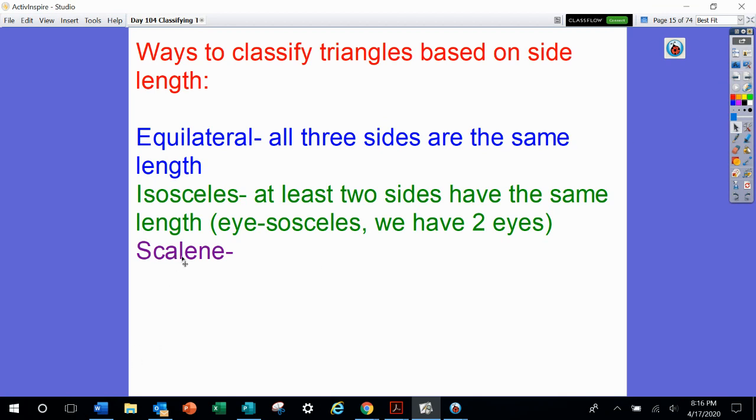Scalene. Everyone say scalene with me. 3, 2, 1. Scalene. I'm emphasizing the lean because to me, when I look at a scalene triangle, it looks like it's leaning over. It looks like it's a leaning triangle.